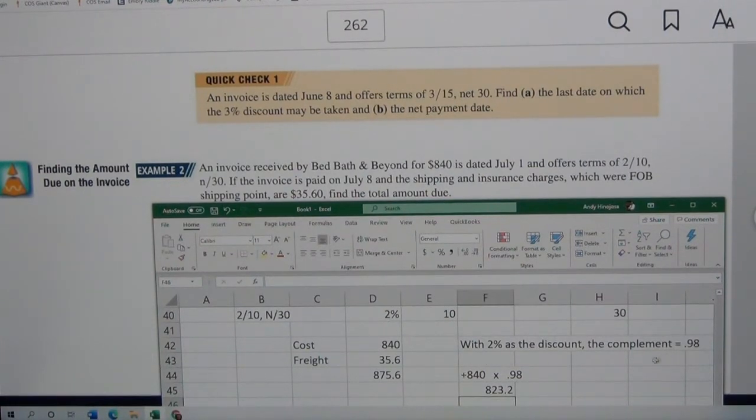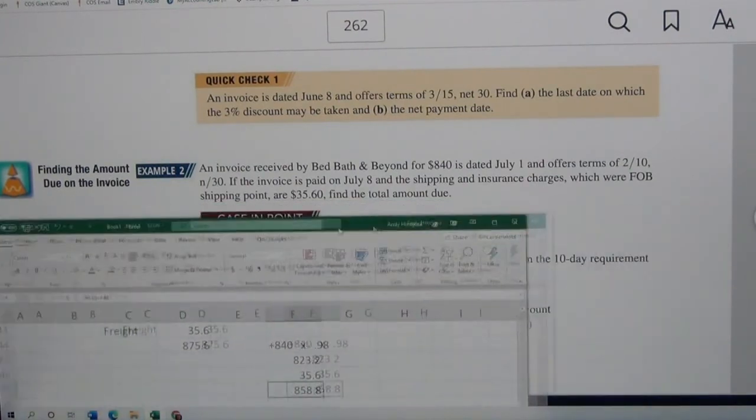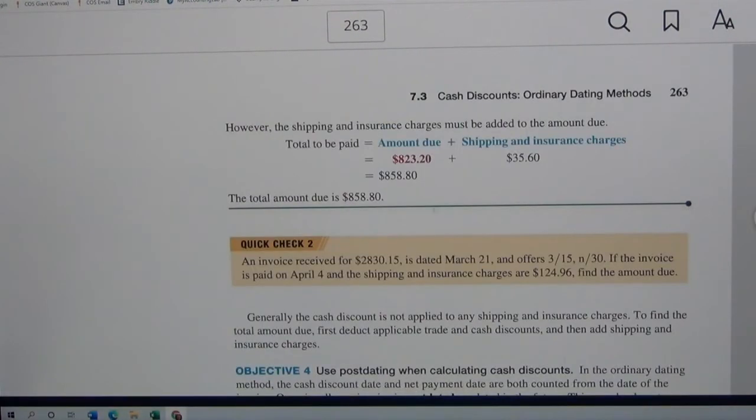And we're not done yet though, because we still have the freight cost. Remember, we can't discount the freight, but we do definitely need to add it back in once we've figured out the discount. So now the total price is going to be $823.20 plus the $35.60. So my total cost is going to be $858.80.